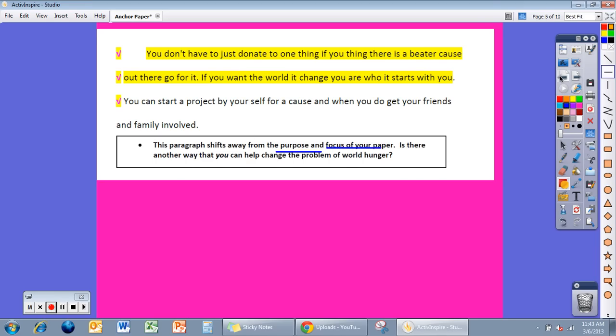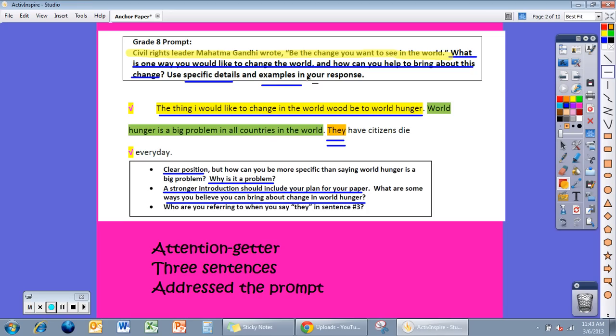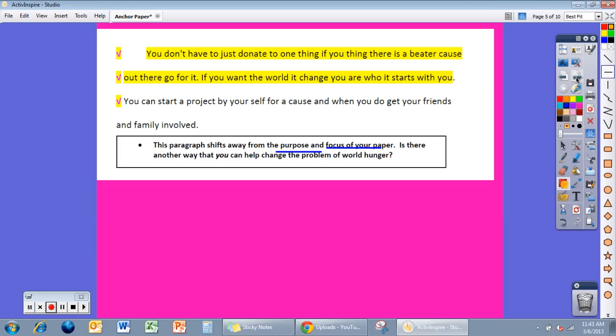Okay, let's go back and review what the purpose and the focus is. One way you'd like to change the world and how you can bring about this change. You'd like to change the world hunger issue and how you're going to bring about that change. Here, you're getting too vague. You're talking about all the things in the world that can make the world a better place. You've got to focus on world hunger because that's your issue. So, in this paragraph, you really need another way that you can bring about change to the problem of world hunger. So again, think about what you can do.